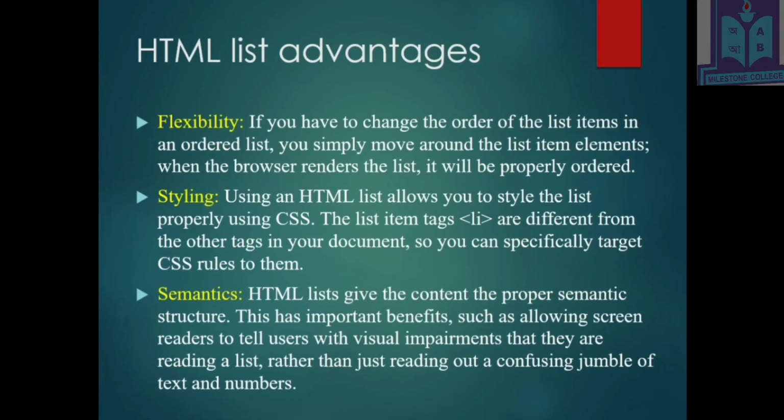And semantics: an HTML list gives the content proper semantic structure. This has important benefits such as allowing screen readers to tell users with visual impairments that they are reading a list rather than just reading out a confusing jumble of text and numbers. They semantically read all the information one after another, what they need to do or what they need to learn, sequentially.